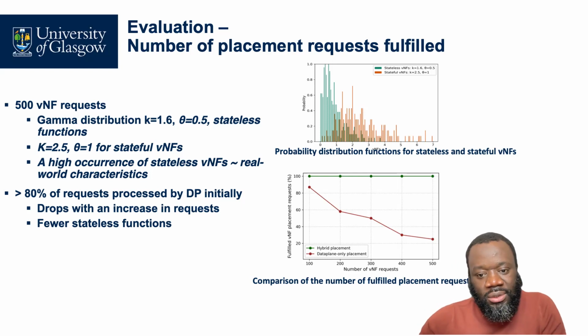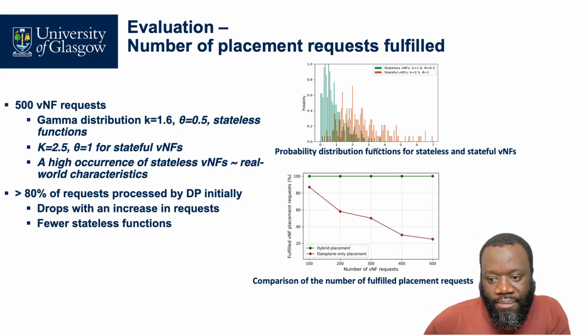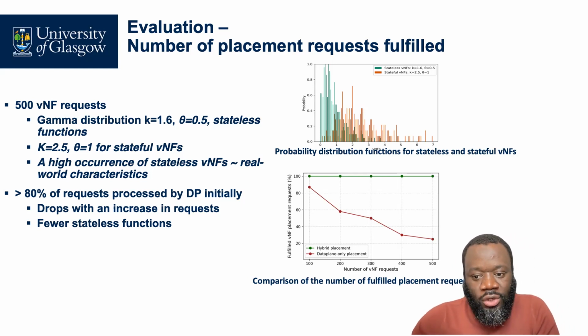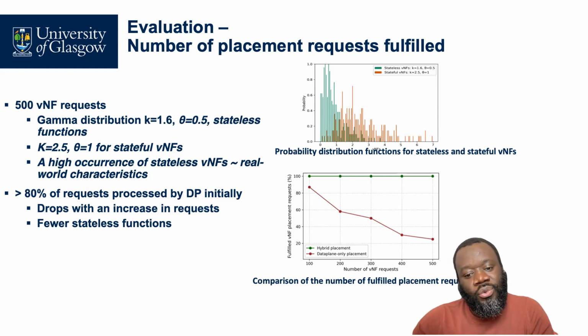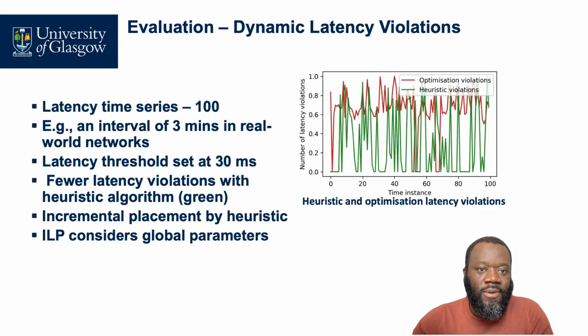So from the graph you're seeing below, which is a comparison of the number of fulfilled placement requests, above 80% of requests are processed initially by the data plane, and that drops as the number of requests increases. We attribute this to this distribution having fewer stateless functions as the number of requests grow, which makes it not suitable for the data plane to host.